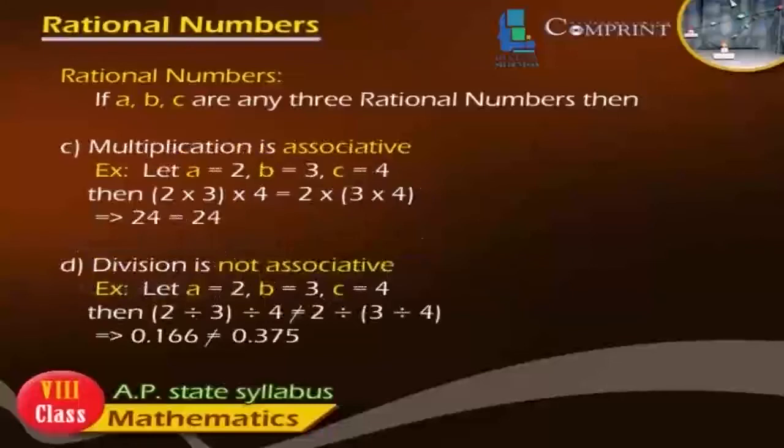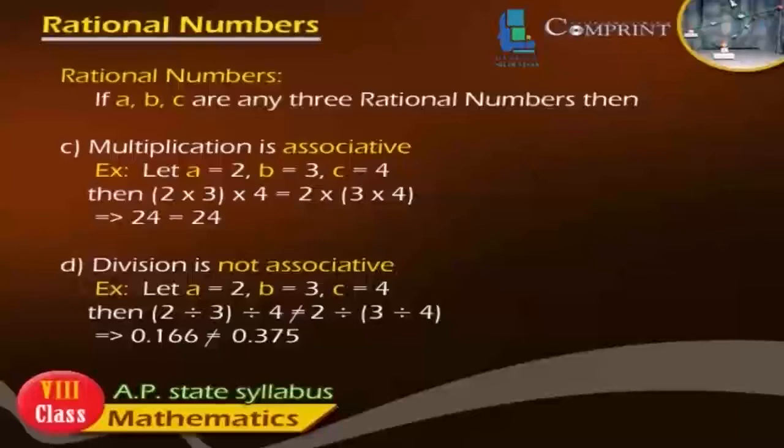Rational numbers. If a, b, c are any three rational numbers, then multiplication is associative. Example, let a equal to 2, b equal to 3, c equal to 4. Then (2 × 3) × 4 is equal to 2 × (3 × 4), which implies 24 is equal to 24.